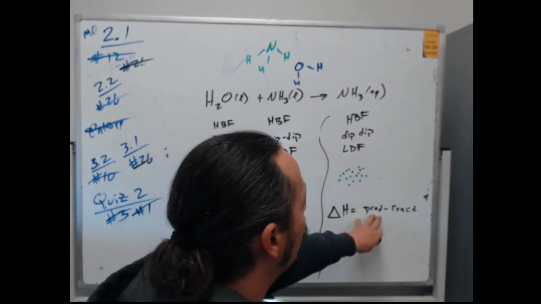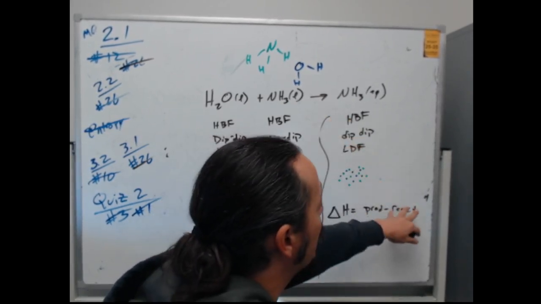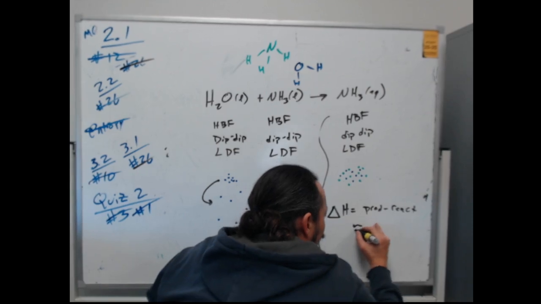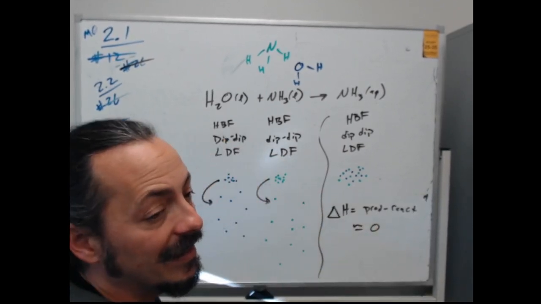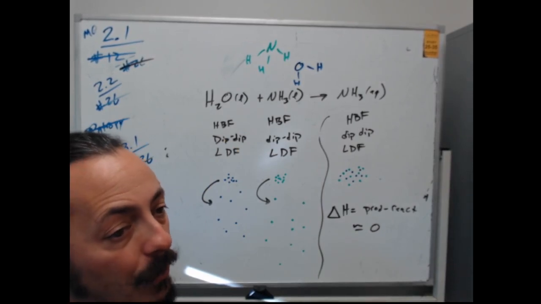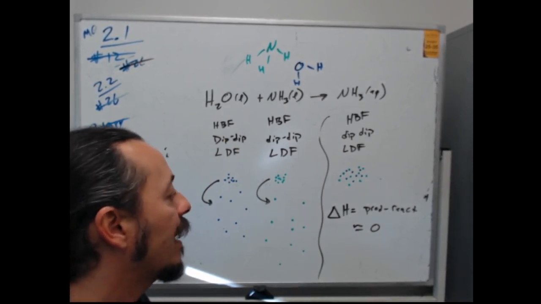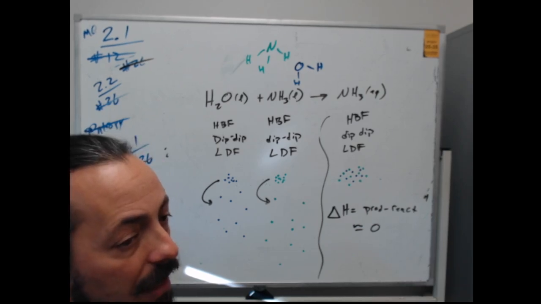So if I look at the amount of energy in my products versus the amount of energy in my reactants, I can say this is going to be about 0, because the energy I'm putting in, I'm getting all back out. My negative side and my positive side are about the same size.